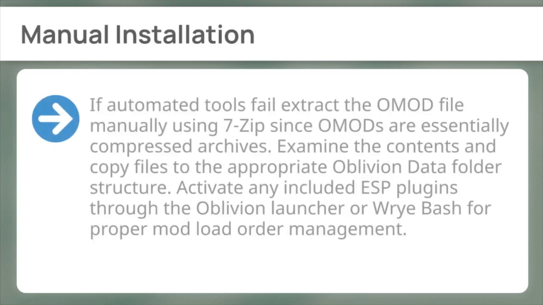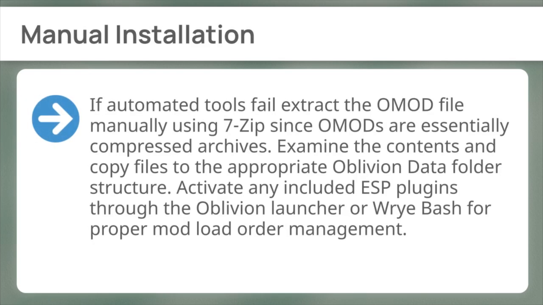Finally, manual installation. If automated tools fail, extract the OMOD file manually using 7-Zip, since OMODs are essentially compressed archives. Examine the contents and copy files to the appropriate Oblivion Data folder structure. Activate any included ESP plugins through the Oblivion launcher or Wrye Bash for proper mod load order management.